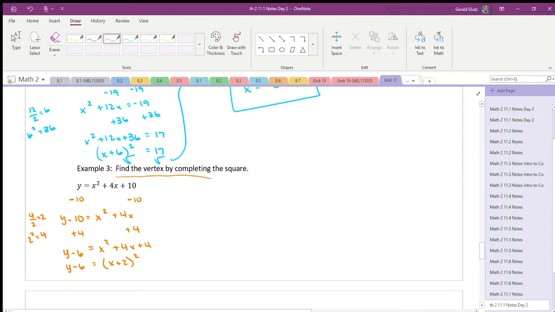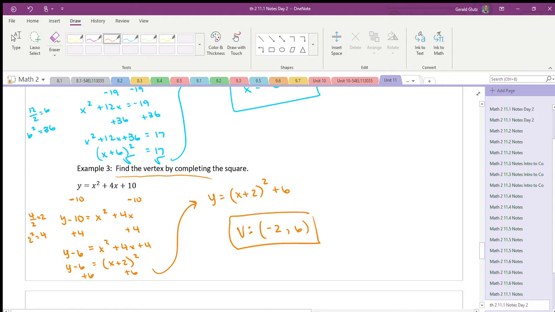So all I need to do is get this 6 to be on this side, because I just want y by itself. So if I add 6 to both sides, I end up with y is equal to x plus 2 squared, and then plus 6. So now it's in vertex form. Once it's in vertex form, it's easy to find the vertex. The x value is this number with a different sign, so negative 2, and then the y value is right here, so 6. And that's the vertex.